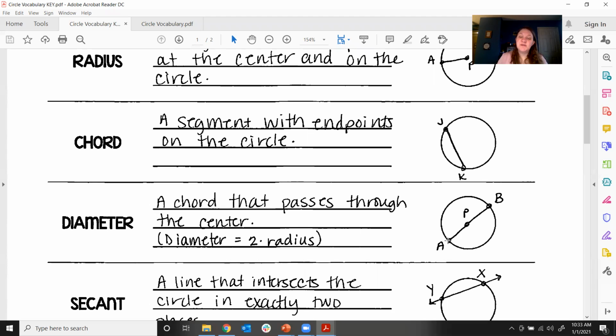So its endpoints are on the circle, but it has to go through the center, and the center here is P. And a diameter is 2 times the radius, because PB is a radius and PA is a radius, so the length of AB is the diameter, or 2 radii.